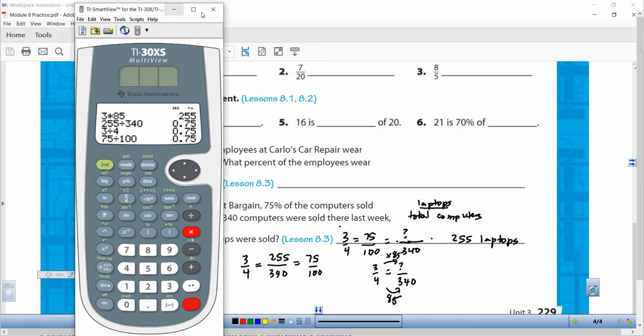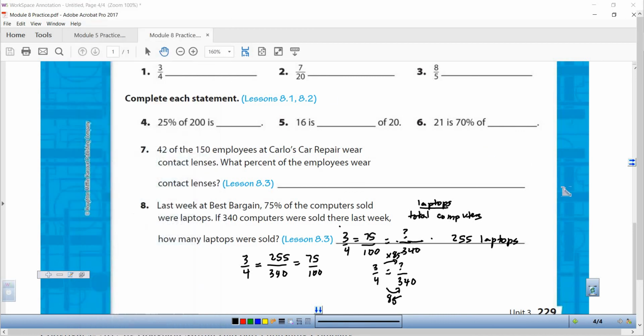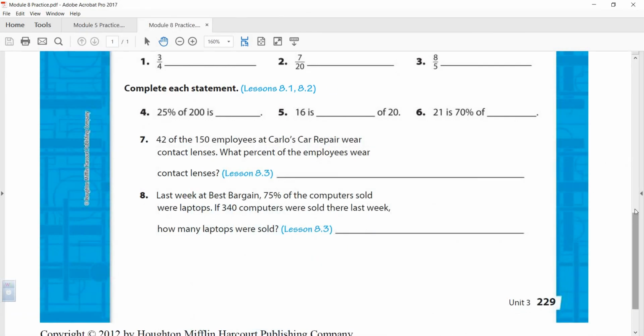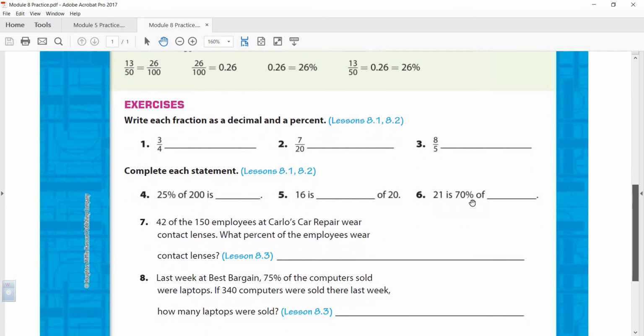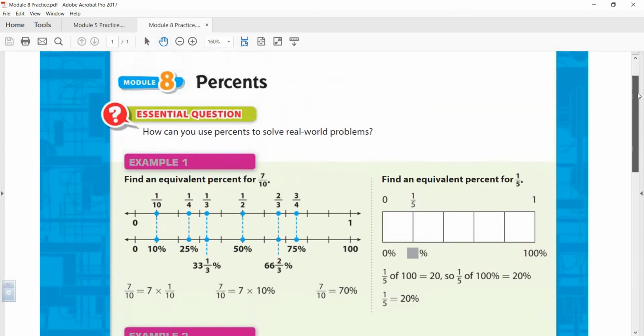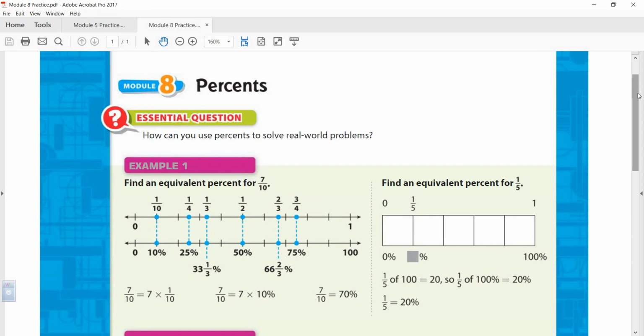All right, so percents are all about equivalent ratios and proportions. We just want to know what it would be if it were out of 100, given when it's not out of 100. All right, so that's a quick review of some problems from Module 8.